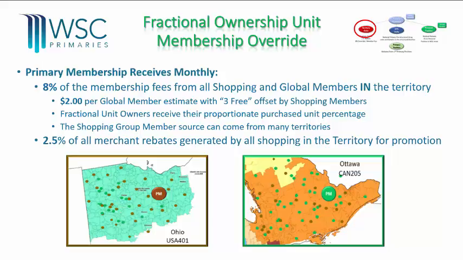What we haven't mentioned yet is there's also 2.5% of all the merchant rebates generated from all the shopping in the territory will go to the primary membership for promotion. Primary membership is expected to put a team together that can decide what to do with that money. If they decide as a group, they can spend the money any way they want to.